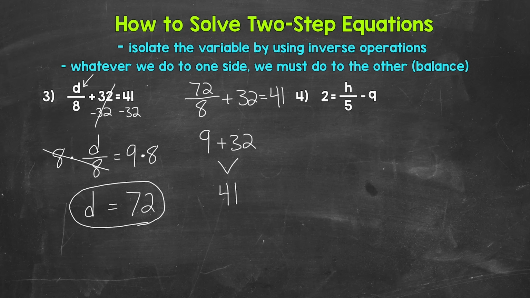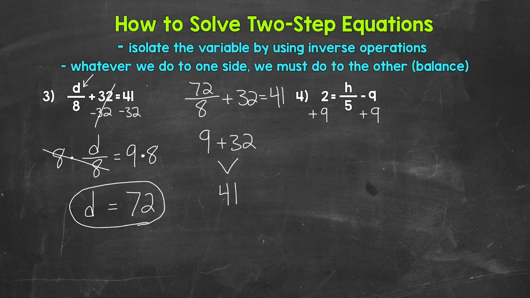Now for number 4, the variable is on the right side of the equation. So a little bit of a different look here, but we use the same exact process. So this doesn't change anything. So we need to isolate that variable of h. So h is being divided by 5, and then we are subtracting 9. So let's undo that subtraction first. What's the inverse operation of subtraction? Well, addition. So let's add 9 to the right side of the equation. That means we need to add 9 to the left side as well.